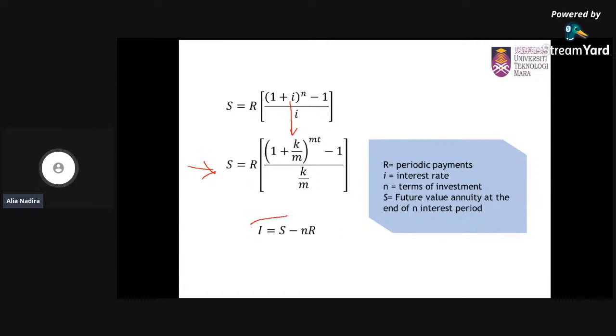Okay, so this one is amount of interest. Katakan you nak calculate the amount of interest, so you will use this formula. I is equal to S minus nR. So you don't worry, actually bila you test besok pun memang during online, kalau you boleh list down siap-siap whatever formula you nak guna, and then you boleh refer. Tak payah hafal banyak.